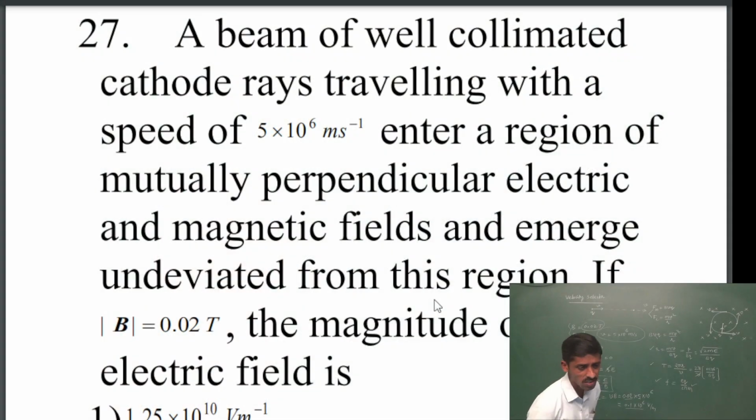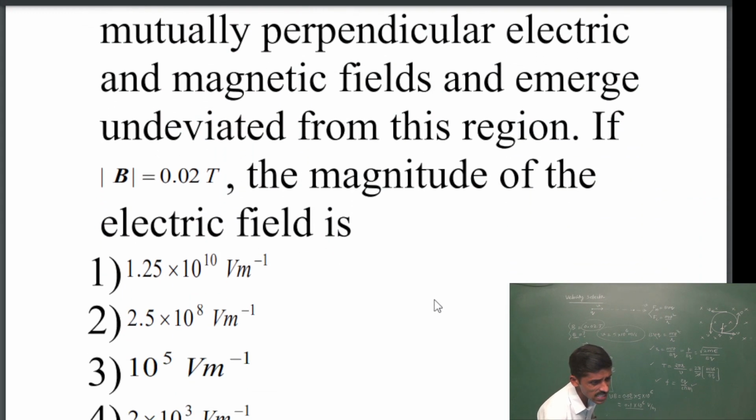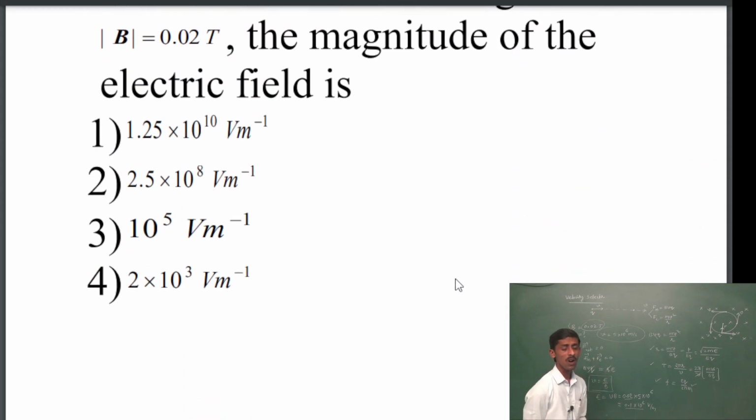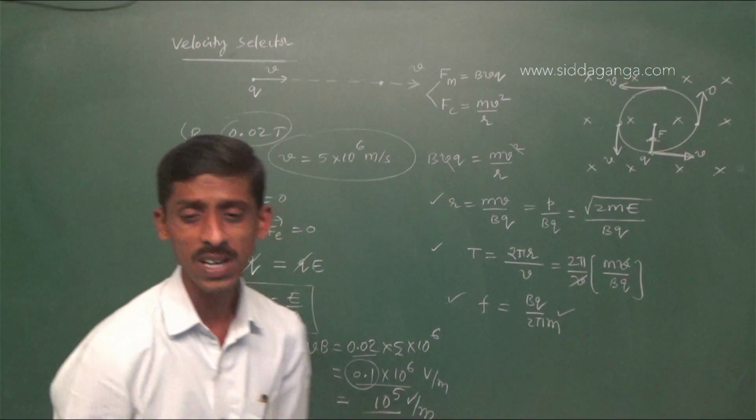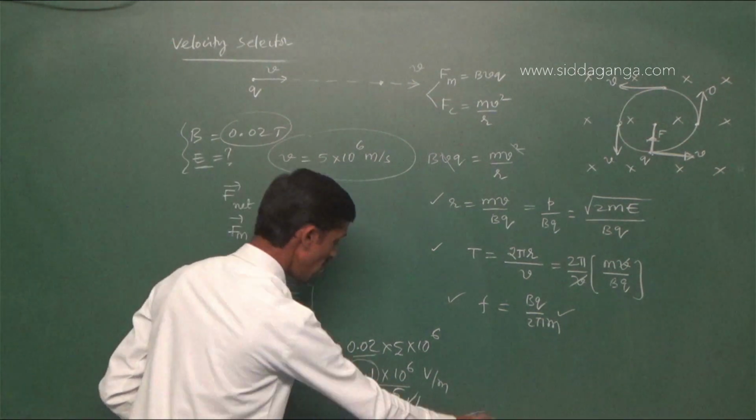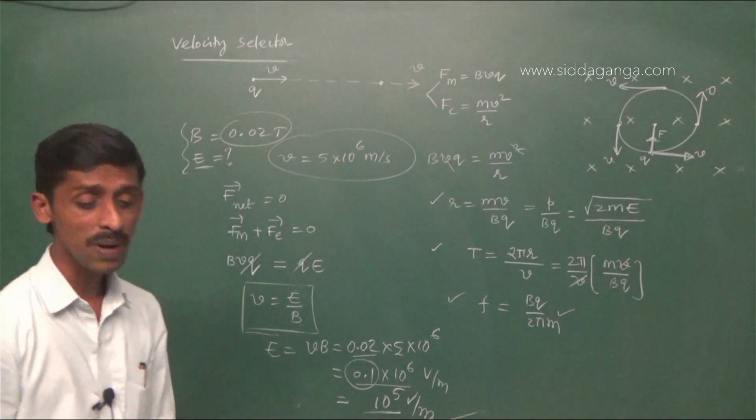You see the answers? What is the magnitude of the electric field? 1.25, 2.5 into 10 to the power of 8, 10 to the power of 5, 2 into 10 to the power of 3. Observe this slowly. 0.1 is nothing but 10 to the power minus 1. So 10 to the power of 5 volt per meter. So what is the required field? 10 to the power of 5 volt per meter.